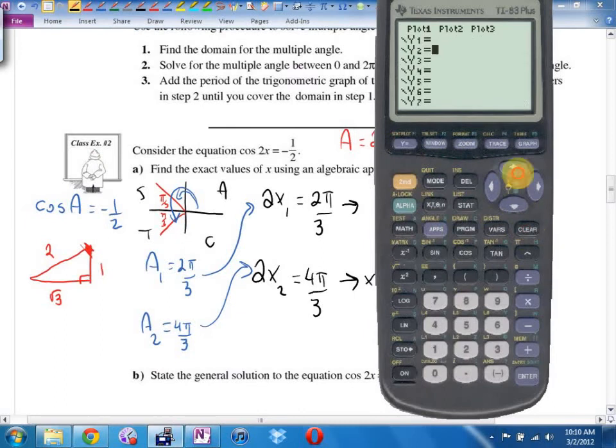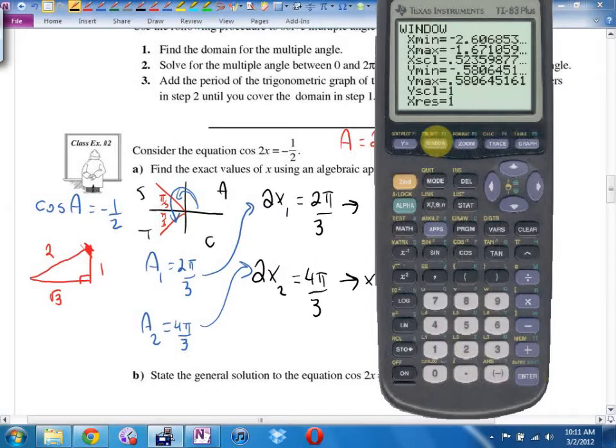Clear any equations you have there. Cos 2x equals negative 1/2. Did they give me a domain in part A? Oh yeah, 0 to 2 pi.